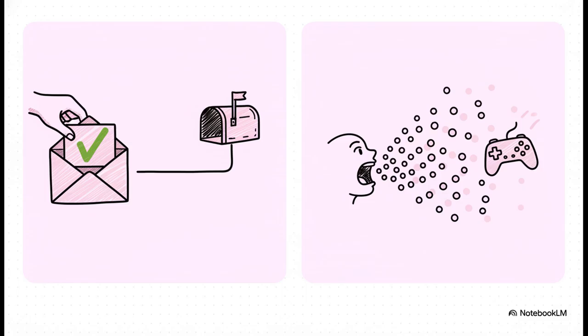UDP, on the other hand, it's all about speed. It's more like shouting a message across a crowded room. It's incredibly fast, but you might miss a word or two. When you're gaming online and your character stutters for a millisecond, that's probably a dropped UDP packet. The game just prioritizes speed over resending that tiny piece of old data.